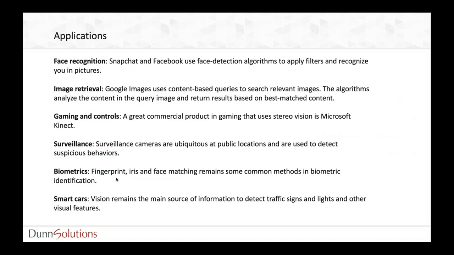Now let's dive into some applications that you might have seen out there in the world for computer vision. These include facial recognition, image retrieval, gaming, surveillance, biometrics, smart cards. Surveillance is a big thing for security, where more and more secure locations are using this kind of mechanism, because it's really easy once you know what you're looking for. So let's go over a few of these really quickly.